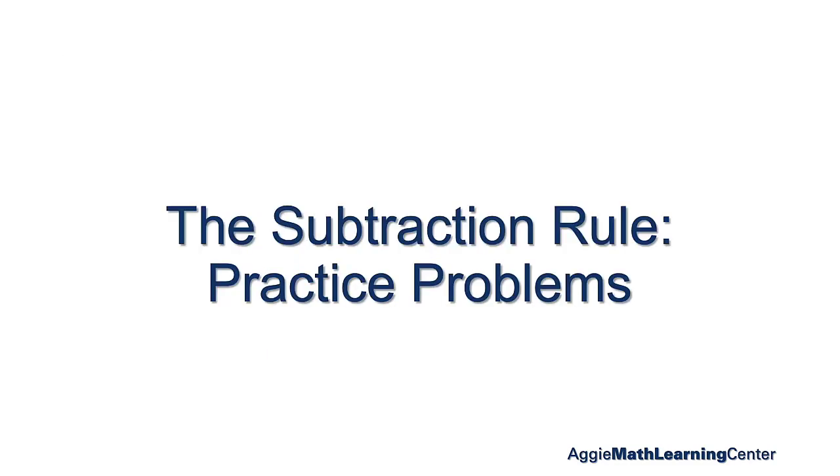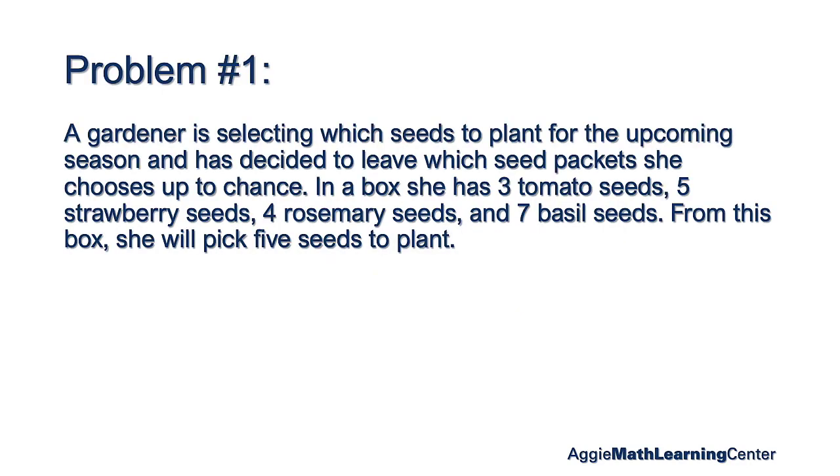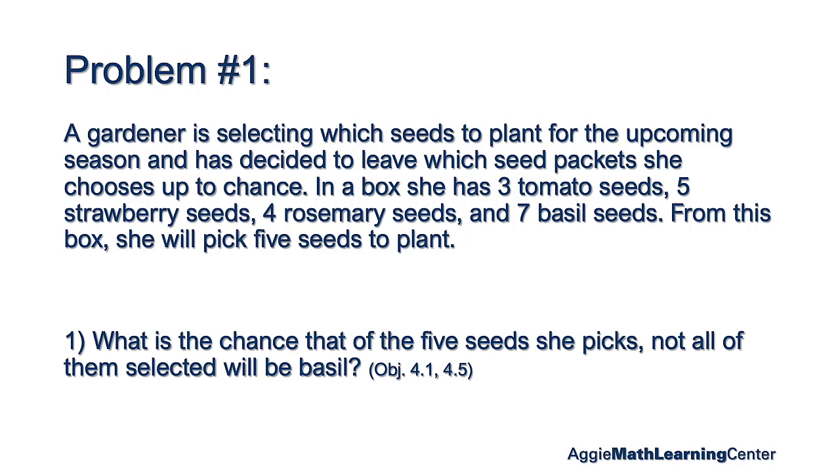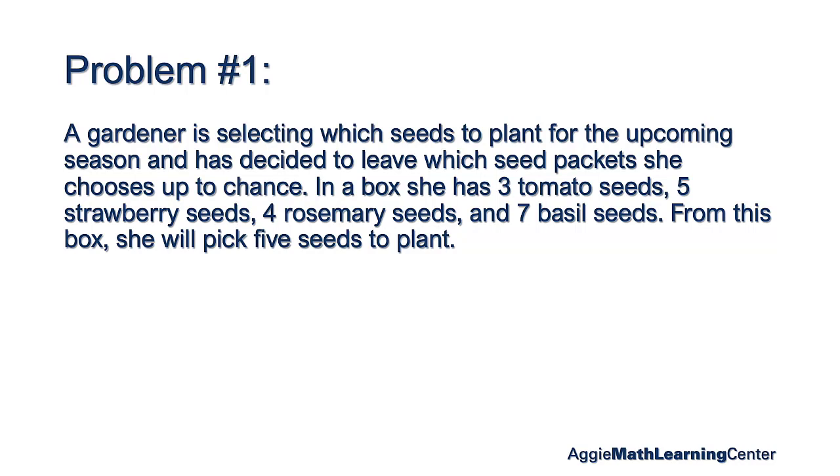Now that we have reviewed the subtraction rule, let's do some practice to check our understanding. Problem number 1. A gardener is selecting which seeds to plant for the upcoming season and has decided to leave which seed packets she chooses up to chance. In a box, she has 3 tomato seeds, 5 strawberry seeds, 4 rosemary seeds, and 7 basil seeds. From this box, she will pick 5 seeds to plant. Question 1. What is the chance that of the 5 seeds she picks, not all of them are basil? Pause to answer and then press play to check your work.